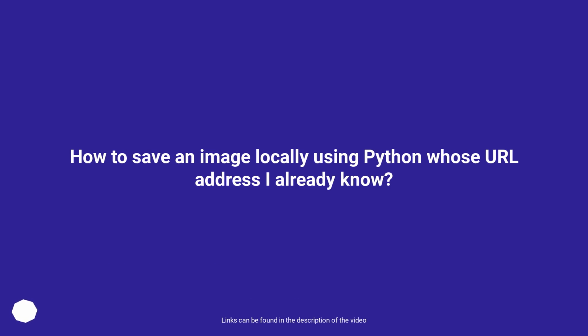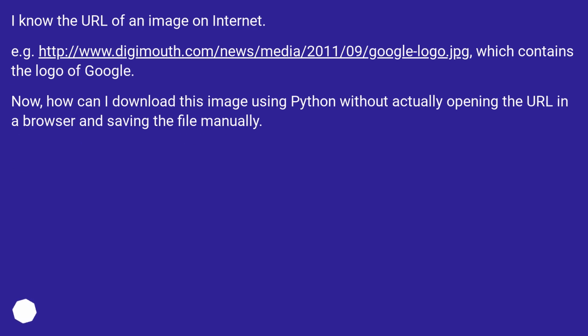How to save an image locally using Python, whose URL address I already know? I know the URL of an image on the internet, for example this URL, which contains the logo of Google. Now, how can I download this image using Python without actually opening the URL in a browser and saving the file manually?